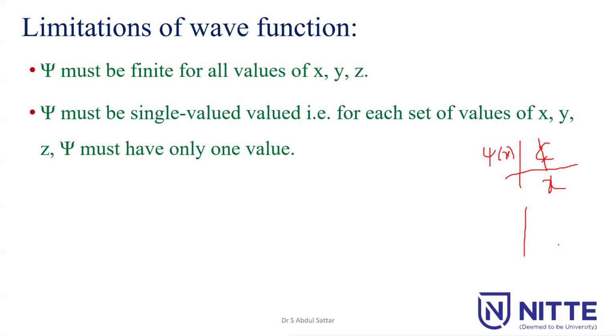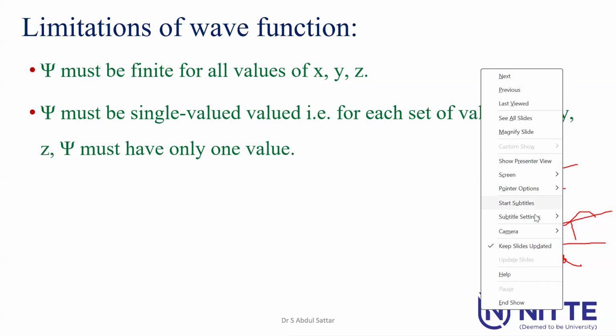But if you take a curve like this, for any x value the psi of x is unique. There is only one value of psi of x. But you can have the same psi of x value for different x values. That is allowed. But for the same x value, you can't have more than one value of psi of x. That is the explanation about single valuedness. So psi should be single valued.